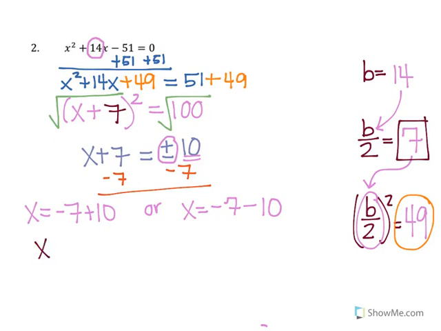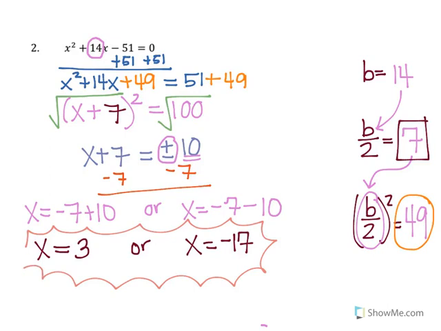When I simplify this, I will end up with -7 plus 10 is a +3, or my other x answer, -7 minus 10, is a -17. So, my final answers are x equals 3 or x equals negative 17. Those are the roots of this particular quadratic. And again, that's where we're going to stop today, and I'm going to finish these notes, questions 3 and 4, tomorrow so that it's not so overwhelming.